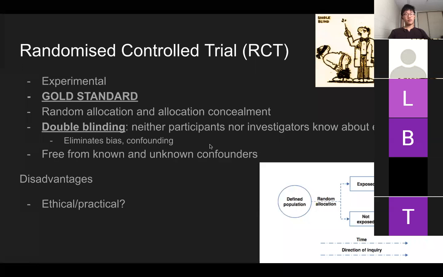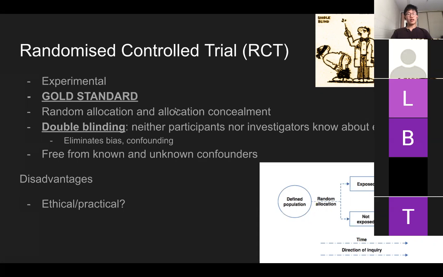Next up, we've got our randomized control trials. If anything says gold standard, you immediately think randomized control trial, because this is the highest level of the experimental trials or studies. This is the gold standard.